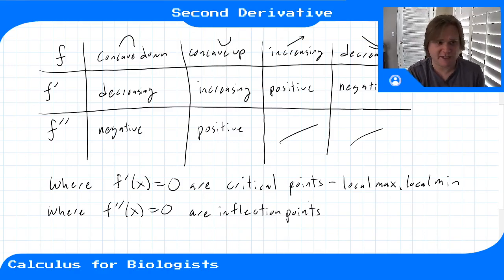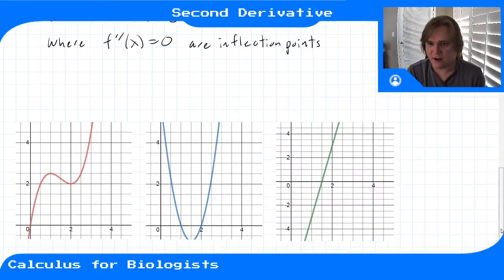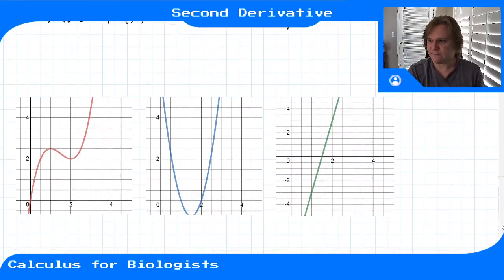Okay, so let's practice this identification on a problem here. So we have, in red, this function. I believe this is, let me just double check.